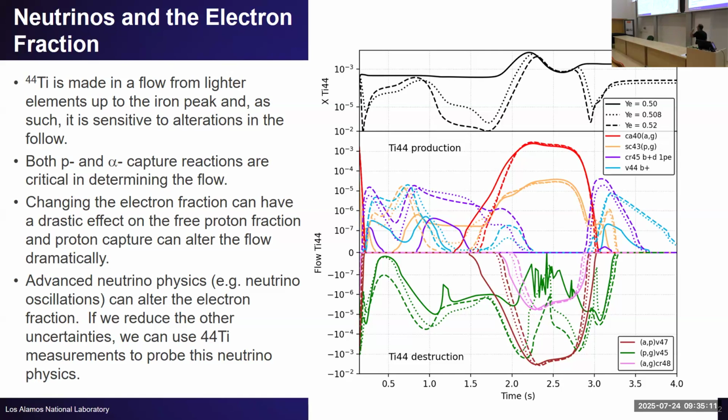We decided to study how sensitive is the titanium abundance to the electron fraction. The solid, dotted, and dashed curves are 0.5, 0.508, and 0.52. And even changing the electron fraction from 0.5 to 0.508 reduces the total titanium production by almost an order of magnitude. So your neutrino physics will affect my titanium yield. So it's unfortunately sensitive to that as well.